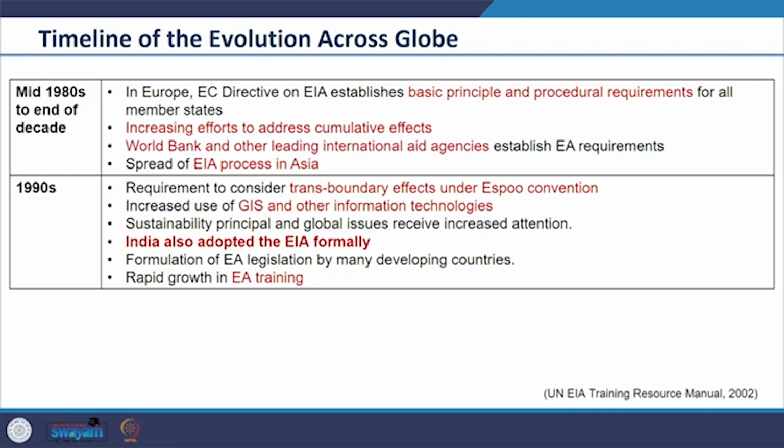And from 1990 onwards, there's more development in transboundary effects. We are looking at the ESPO Convention here, increased use of GIS and other techniques, and then the sustainability principles came in. India also adopted EIA formally in this period, EIA legislation was formed in many developing countries, and rapid growth of EIA training also took place, part of which you are also going through with this training here.